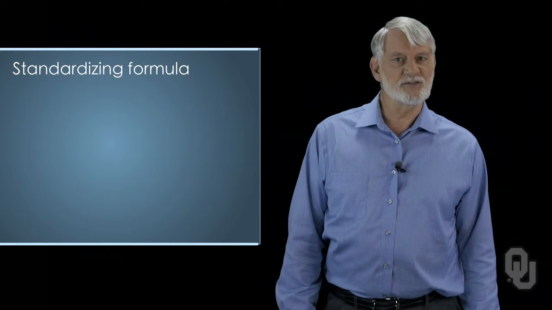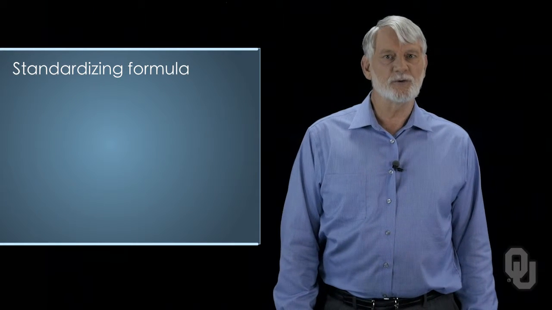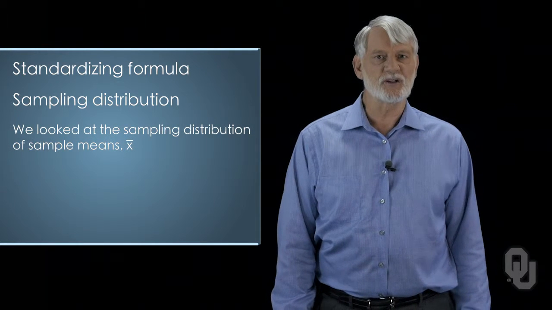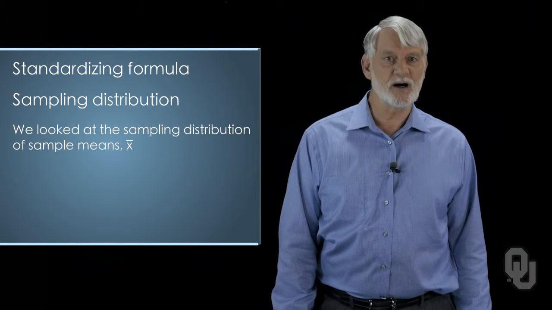Today we want to test if two means come from the same population. Now, remembering, we first began our hypothesis test analysis for the mean with the standardizing formula. This formula grew from the sampling distribution. We looked at the sampling distribution of sample means, x bars.